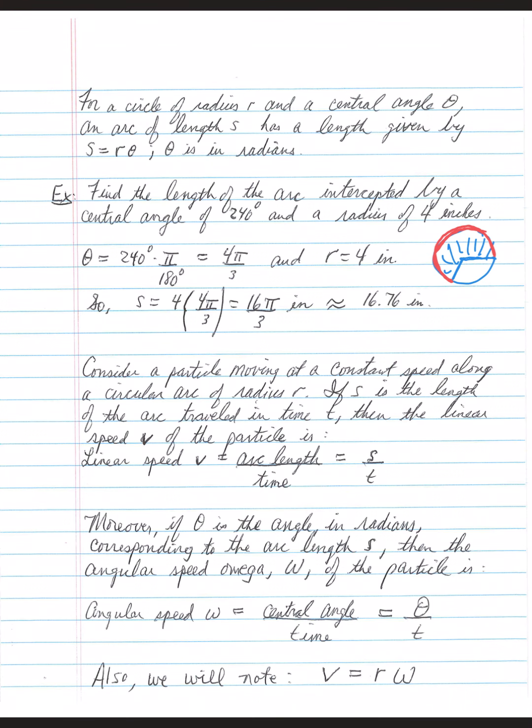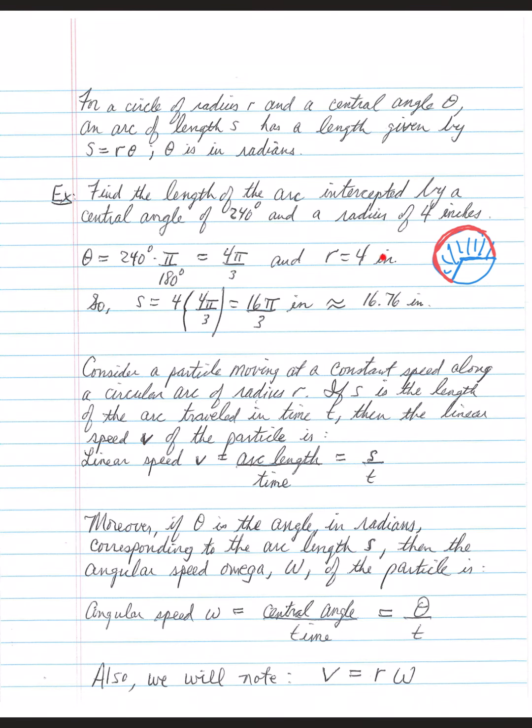First, notice that the angle is given in degrees. That has to be converted to radians immediately. 240 degrees times pi over 180. 240 over 180 reduces to 4/3. So 240 degrees is equal to 4/3 pi.